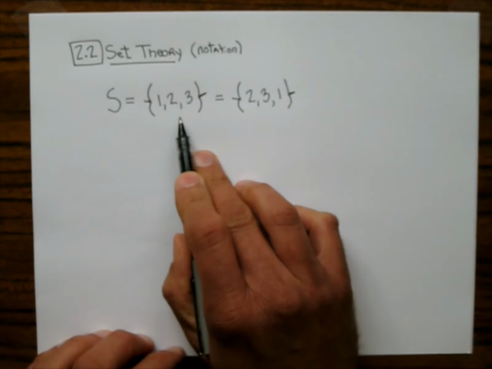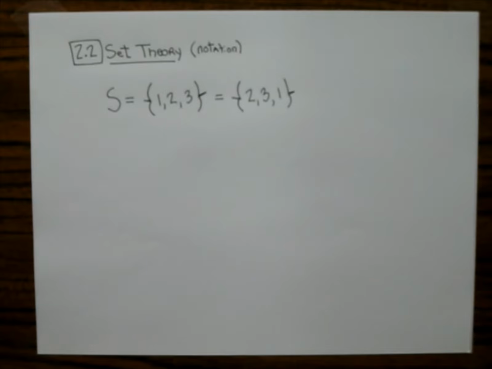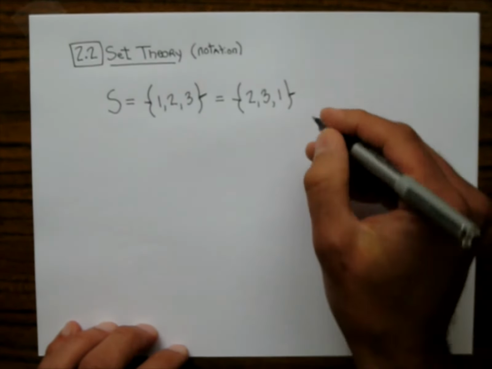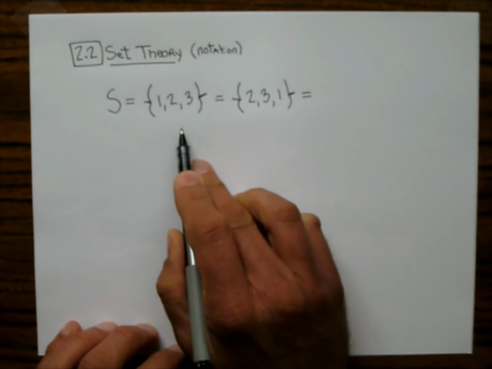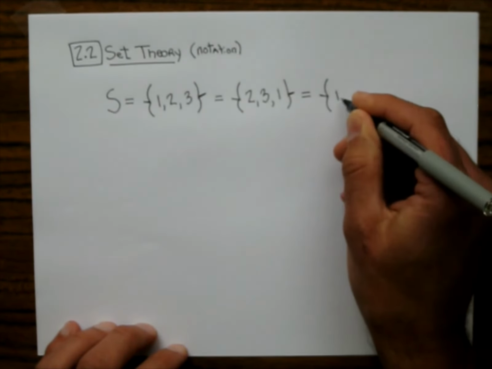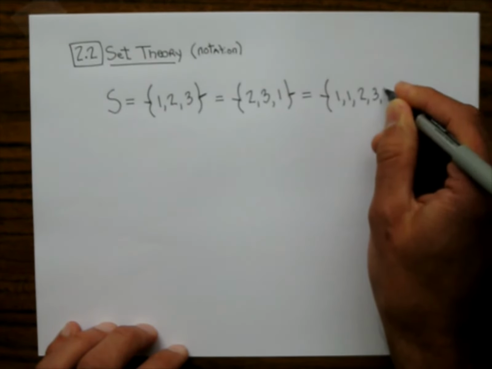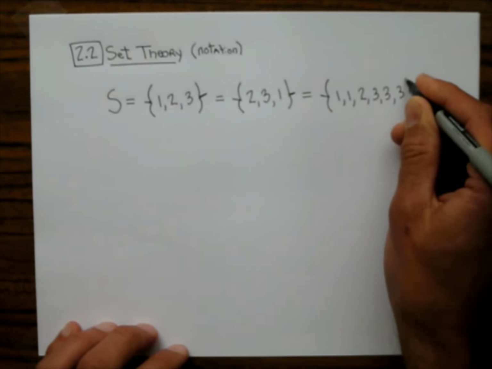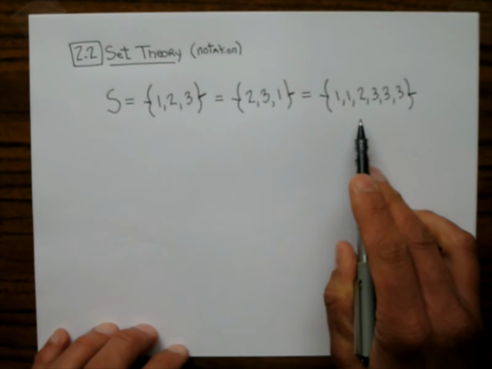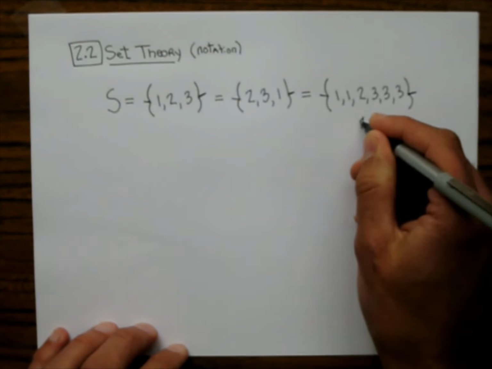So the set is a collection of objects, and it's unlike a sequence, which is a list. This is not a list, this is just a collection. So this is good and this is good. This also describes the set: 1, 1, 2, 3, 3, 3. But this is not simplified, because we have a repeat of 1. So I'll put that right here.